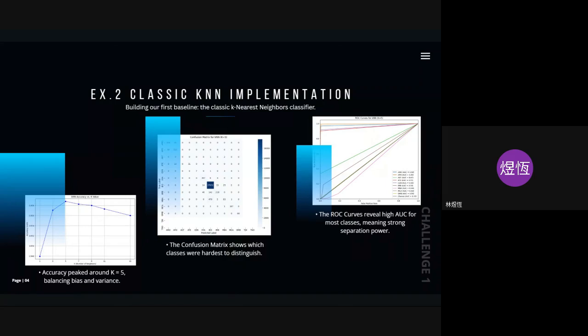And on the right-hand side, the ROC curve shows that most classes have high AUC scores. Take for example AMO and APO, which both reach close to 1, which means they are classified with high accuracy.